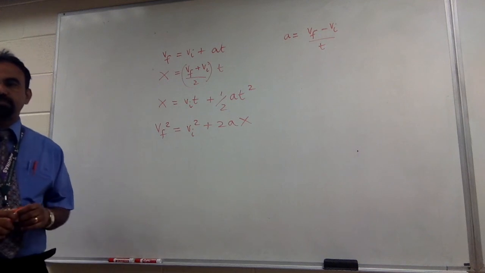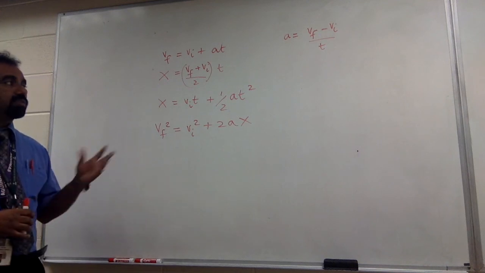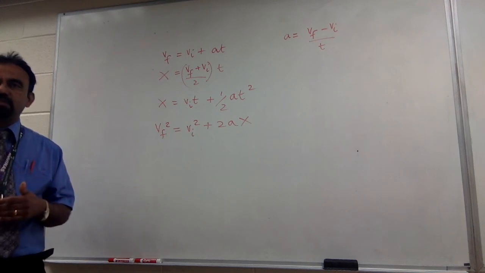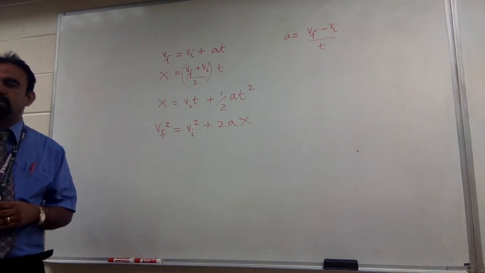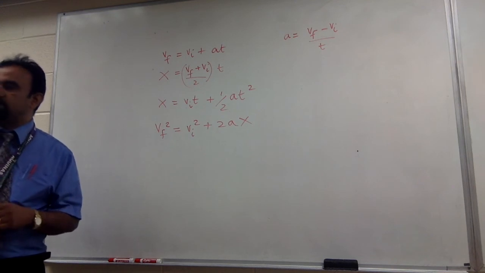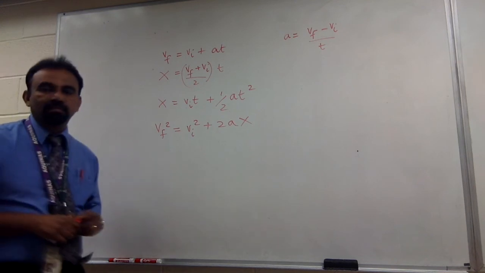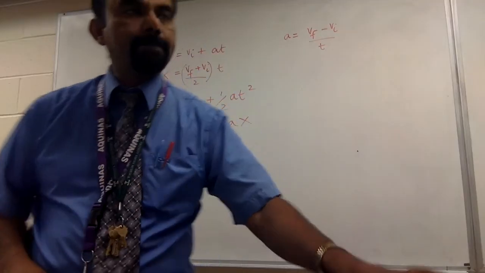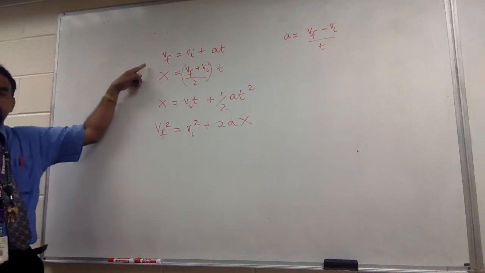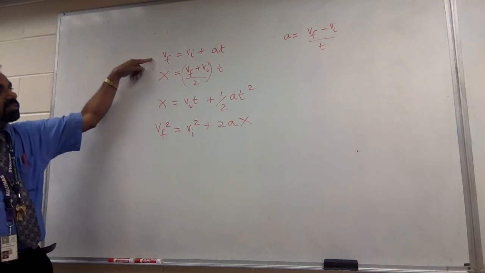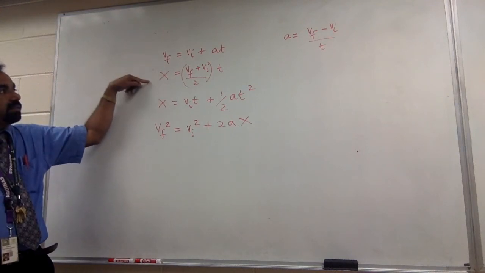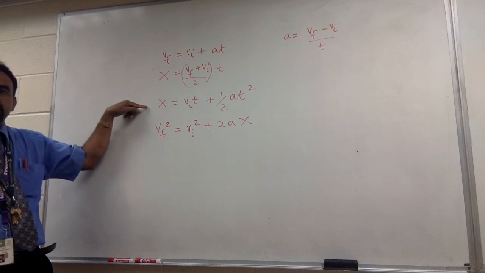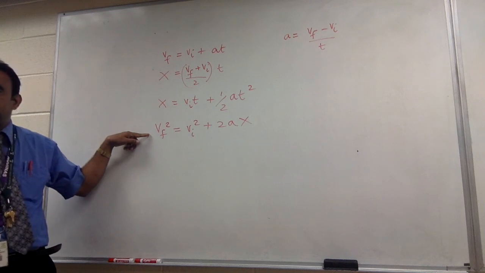If you see these equations multiple times and use them multiple times, they will automatically get into your system. Equations of motion. If you look at this equation carefully, you'll see that x is missing from here. Acceleration is missing from here. Final velocity is missing from here. Time is missing from here.